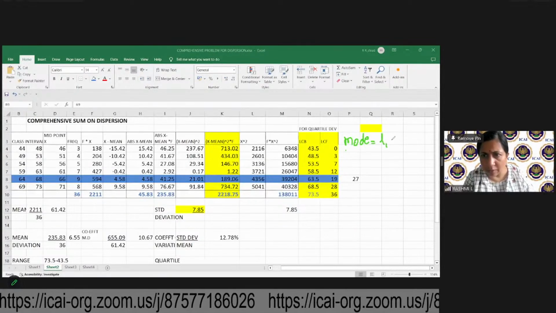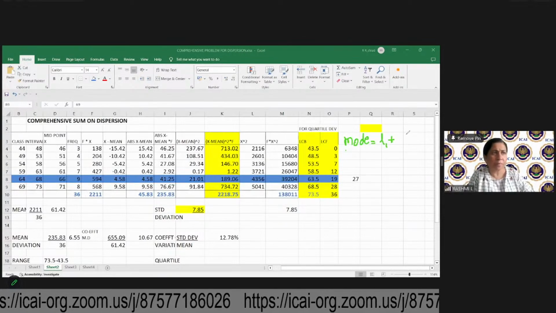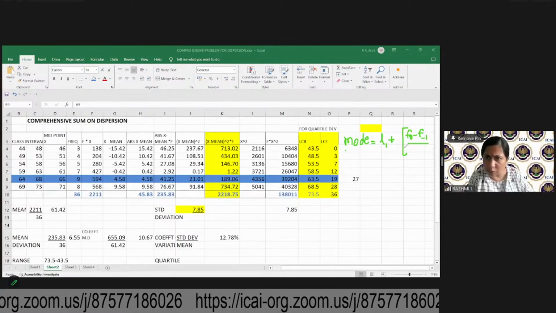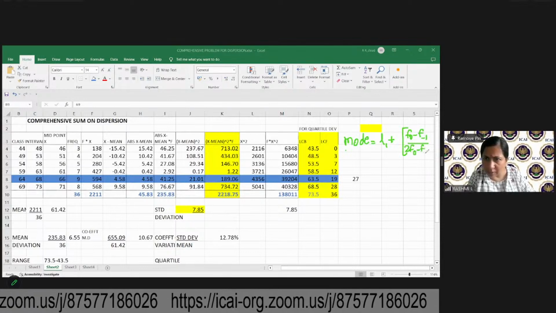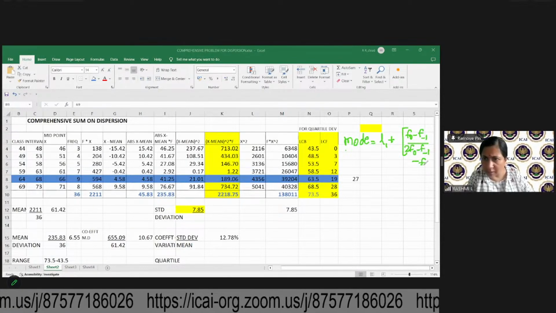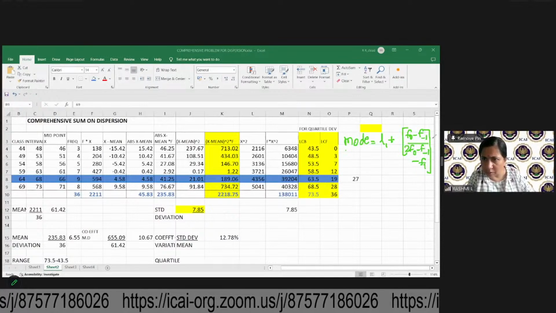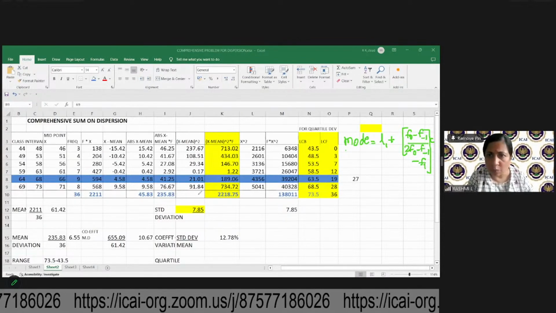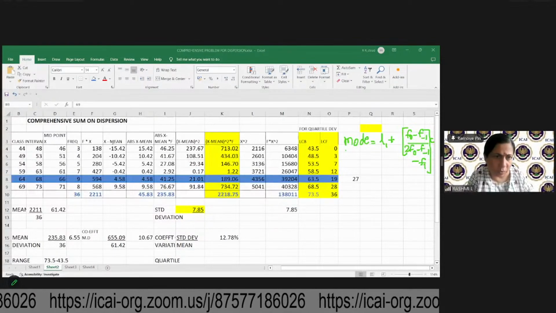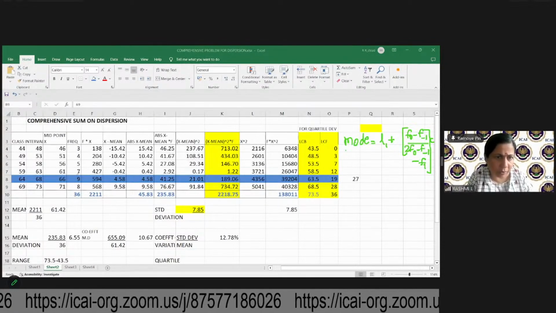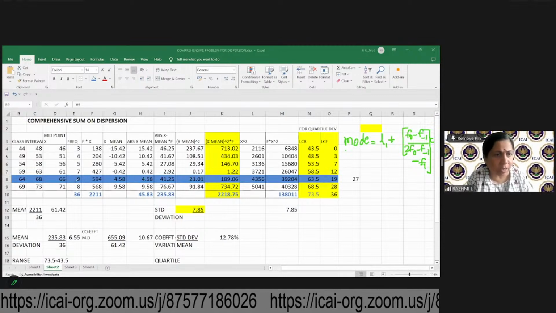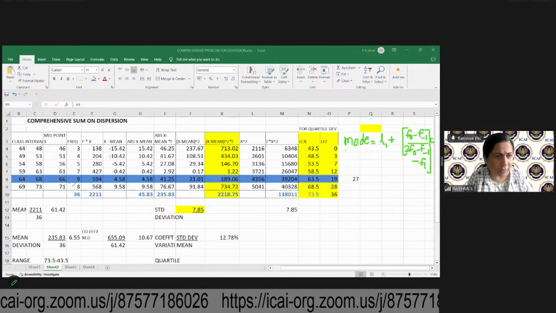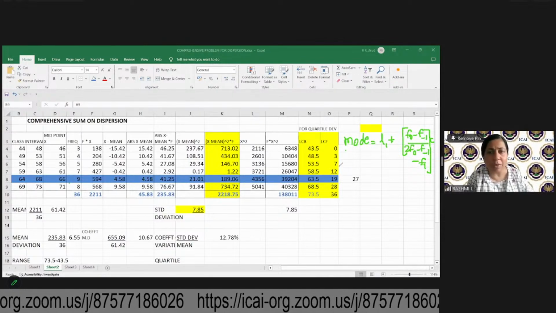Mode is equal to L1 plus (f0 minus f of minus 1) upon (2 times f0 minus f of minus 1 minus f of plus 1) into C. Okay. So now let us find out what is the modal frequency. Where is my frequency? These are my frequency. Where is my maximum frequency? Maximum frequency is at 9. Okay. 3, 4, 5, 7, 9, 8.